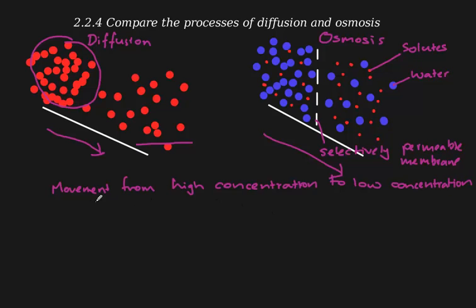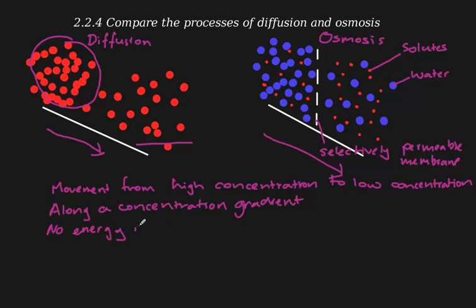Now this is also what we call along a concentration gradient. So it occurs along a concentration gradient, shown by a slope going down. It is easier for the particles to move down the slope from an area of high concentration to low concentration. This is what we call along a concentration gradient, compared to against a concentration gradient, which would be upwards, like pushing something uphill. So because it goes along a concentration gradient, there is no energy required.